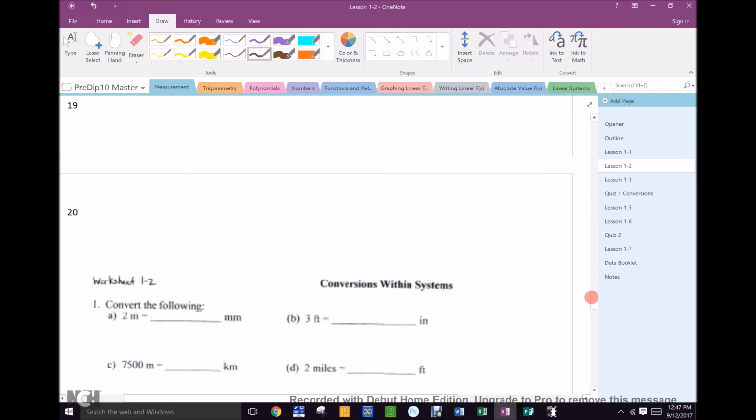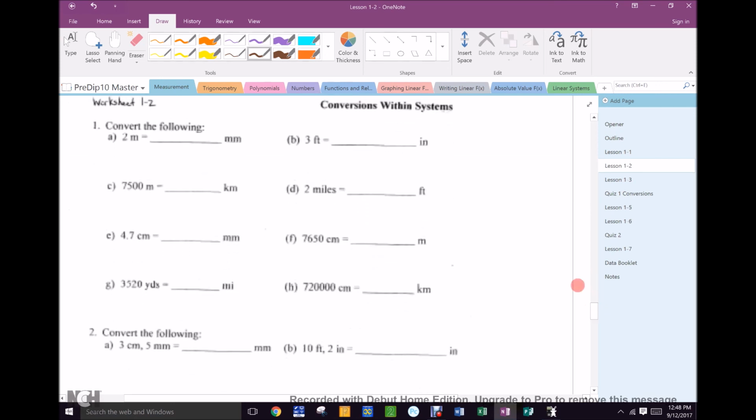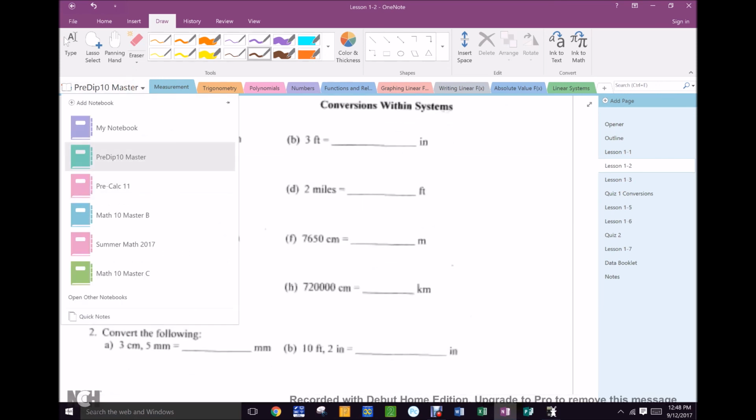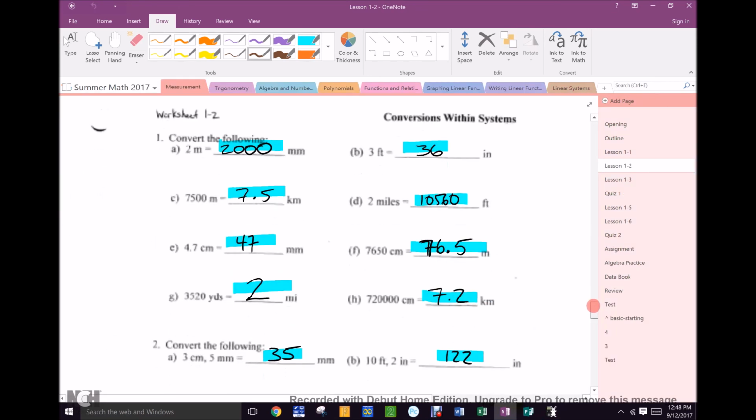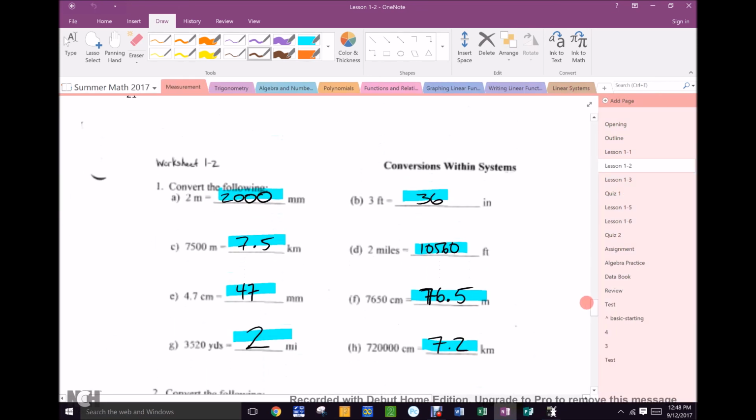Are we ready to see answers? It's 12:47. I hope so. Are we ready to see answers? Yes. There is the first one, highlighted in blue.